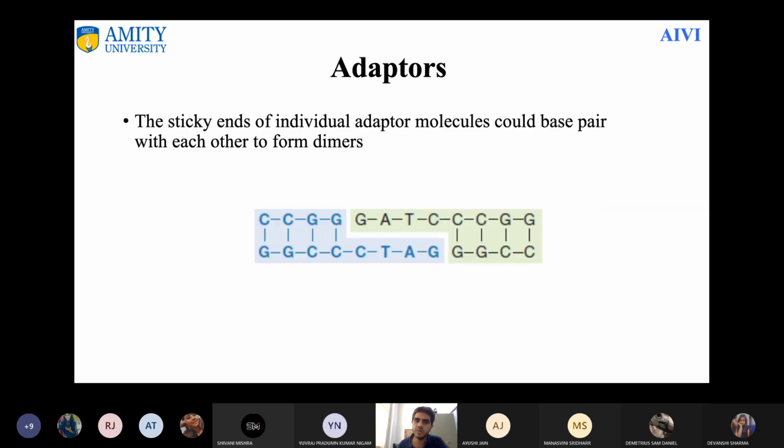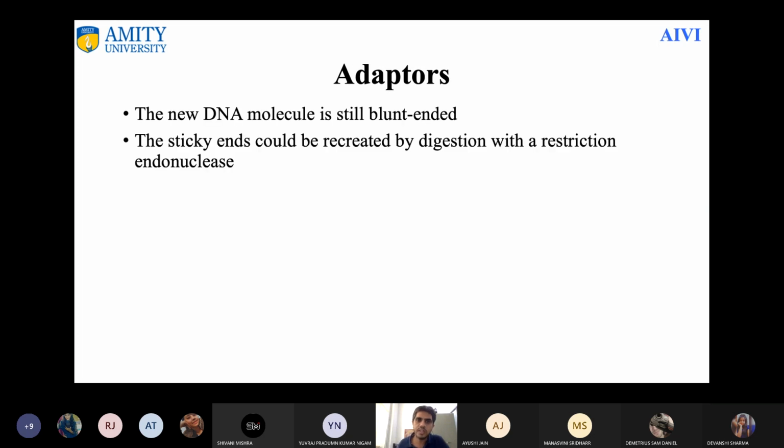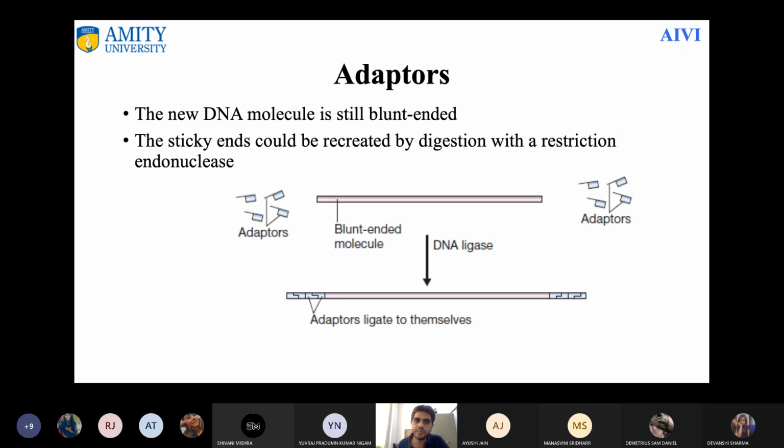Now, how are things going to be better, and what is going to be the drawback? The drawback is, as with your linkers, which were double stranded, here your adapters may have a complementary sequence, and these complementary sequences may lead to the formation of dimers also. That's going to kill the job that we want to get from your adapters.